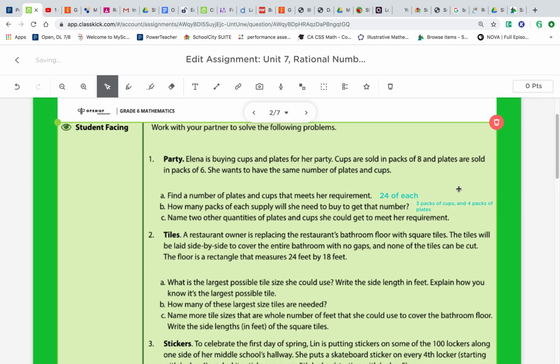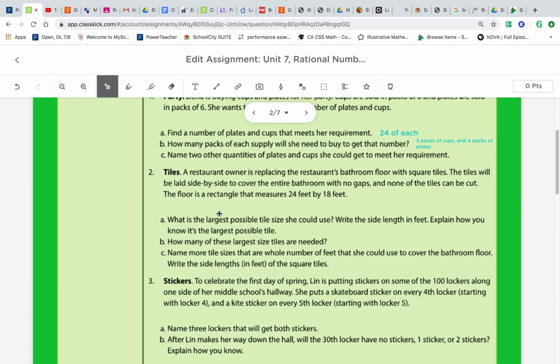Okay. So, letter C, name 2 other quantities of plates and cups she could get to meet her requirement. So again, her requirement is the same number of each. So that means we're looking for common multiples of 8 and 6. So one way you can get a common multiple of 8 and 6 is just to do 8 times 6, which is 48. And that way, if she gets 48, that would involve getting 6 packs of cups and 8 packs of plates. And then another one that you might have missed is 72. So you can get 9 packs of cups, 9 times 8 is 72, and then 12 packs of plates. 12 times 6 is 72.